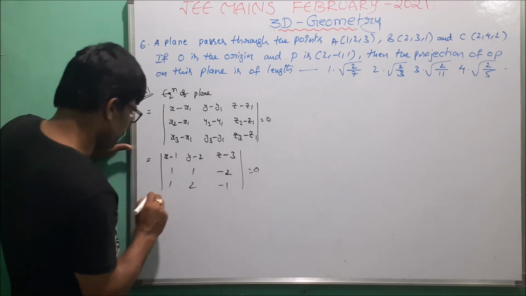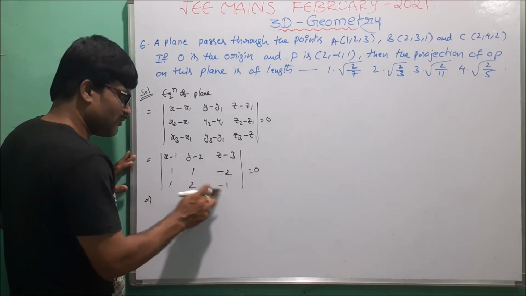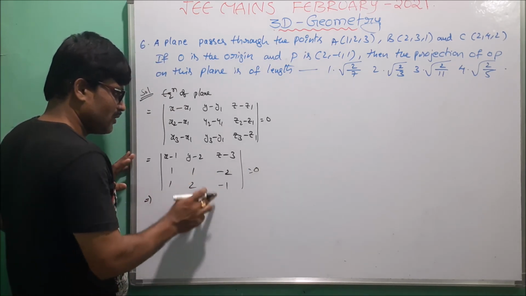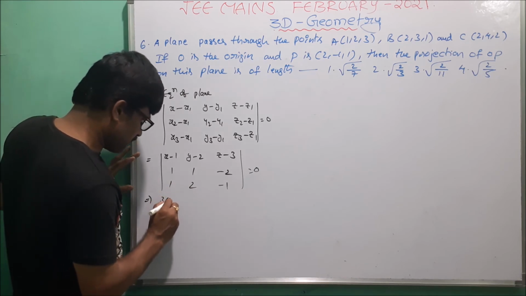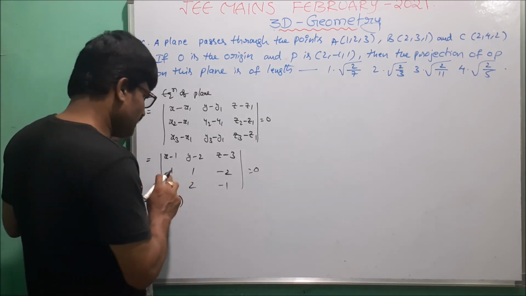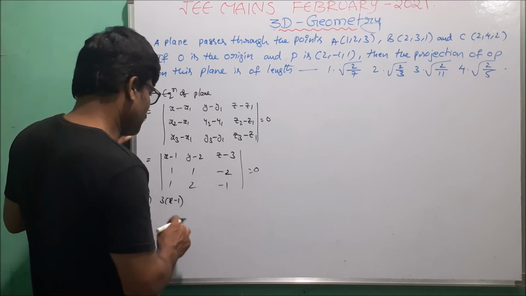And it can be simplified. So here minus 1 plus 4, that is 3. So 3 into x minus 1. Similarly in that, minus 1 plus 2.